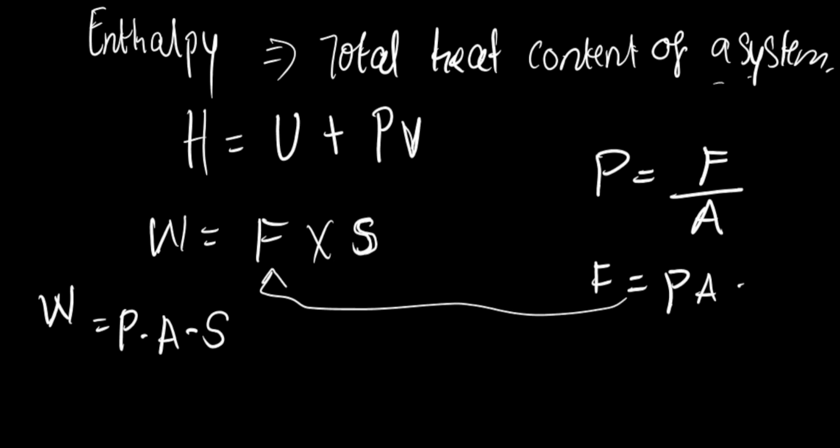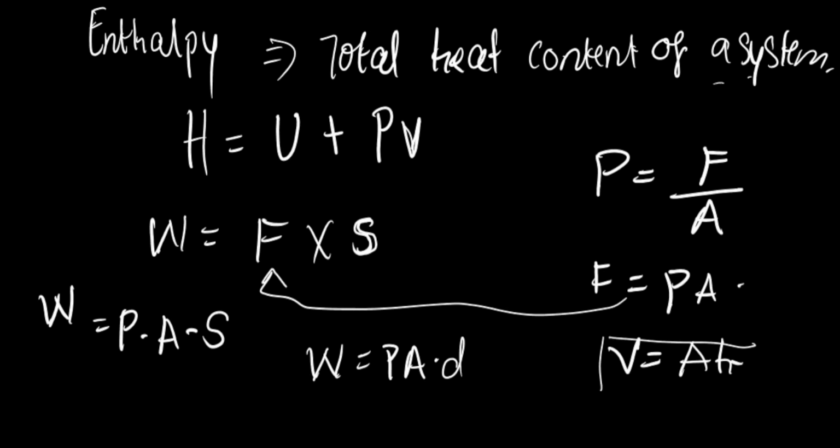Displacement is a form of distance. It's distance in a particular direction, so it's a vector quantity. So we could simply represent displacement with its magnitude, which would be d, okay, simply distance. So work would be the pressure and area multiplied by distance. Now we know volume to be equal to the area of the cross section multiplied by the height. Okay, this is kind of like a general formula for volume.